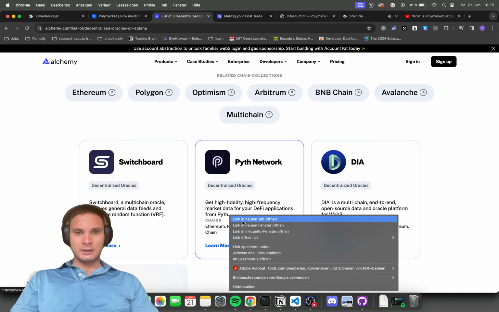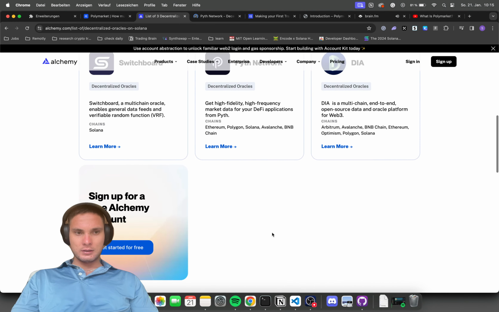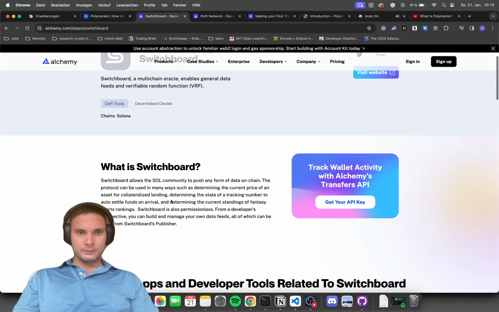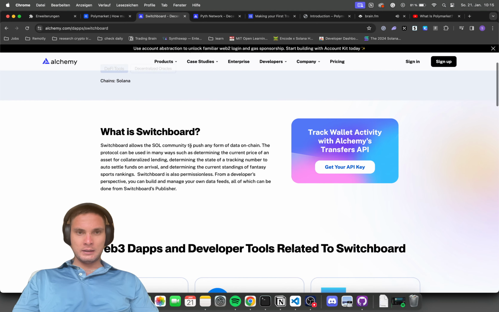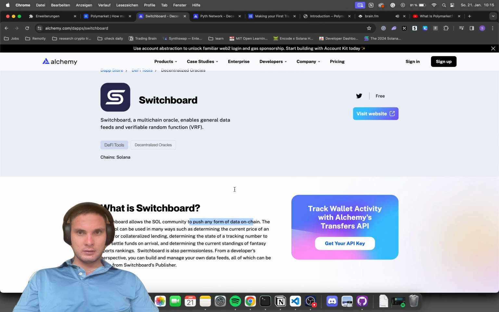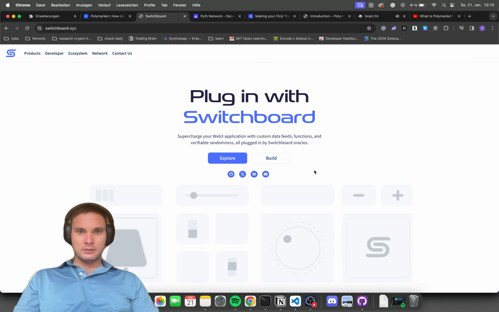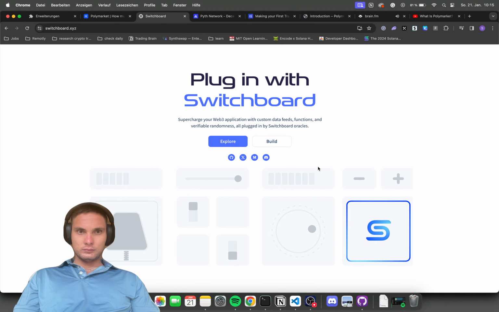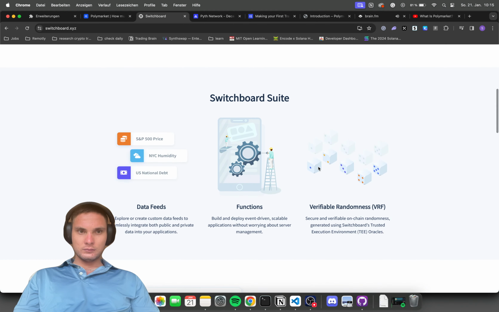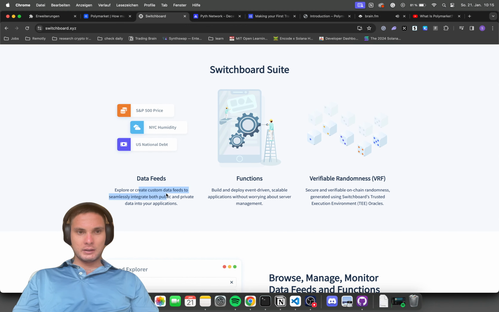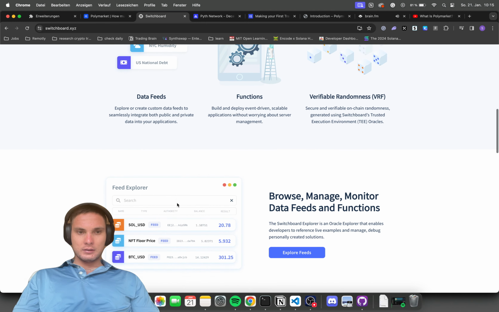Let's have a look at Switchboard. Any form of data. Explore, create custom data feeds using the following products. Okay.